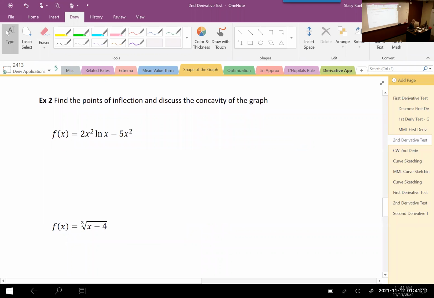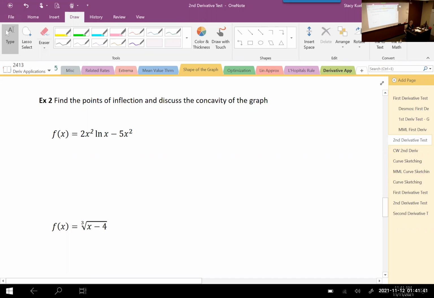So let's practice this part right here, where I want to find the points of inflection and discuss the concavity of the graph. In other words, we're going to do the same thing that we did before. My function says 2x squared times the natural log of x minus 5x squared. This function is continuous.